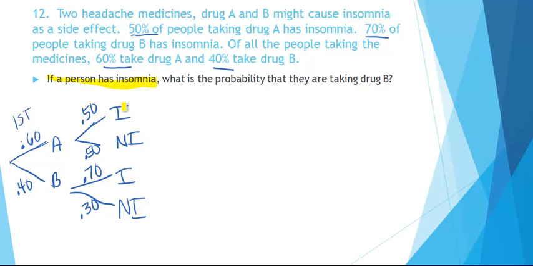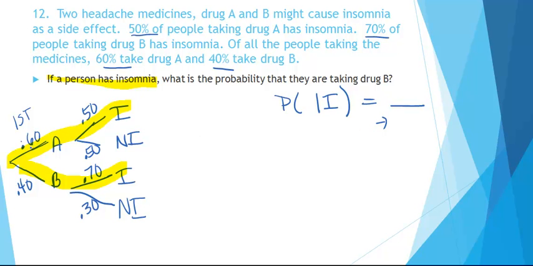Now, if a person has insomnia, this branch would count, and so would this one. The other paths did not have insomnia. So we're only looking at, and we're looking for, the probability they are taking drug B. First of all, we look at the total, because this is the condition, insomnia, and that condition is going to go on the bottom of the fraction.